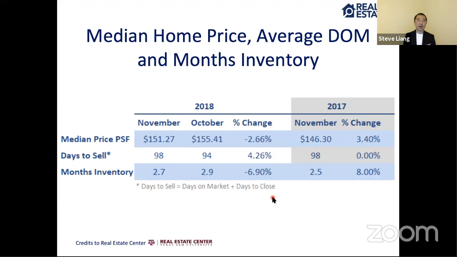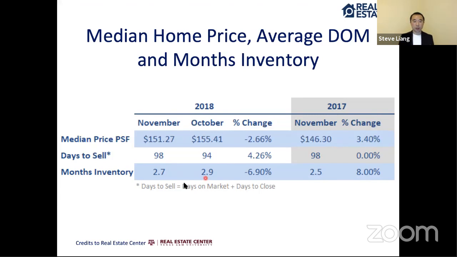Next, we like to look at some of these key numbers just to see how the market is going. The first one is the price per square footage. We see a small drop in the median price per square footage. It has taken longer to sell from October to November. It has taken 4 extra days to sell these properties. And the months of inventory, remember we were just saying from the last slide that the inventory is lower. You can see that the number of months of inventory is also coming down a little bit.